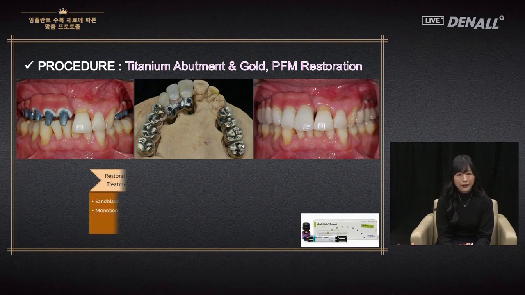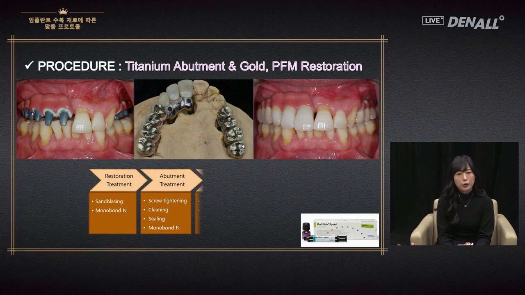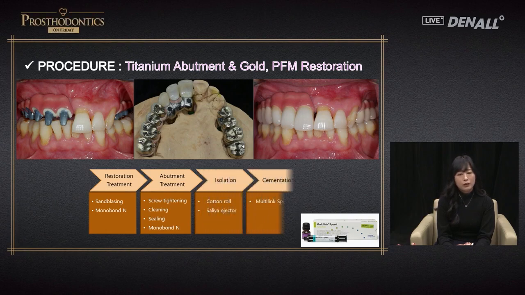In summary, for gold and PFM restoration, do sandblasting, and if necessary, apply products for the restoration. Connect the titanium abutment, clean and seal, and apply surface treatment agent. Isolate the abutment, use Multilink Speed for final cementation, and if necessary, do light curing.